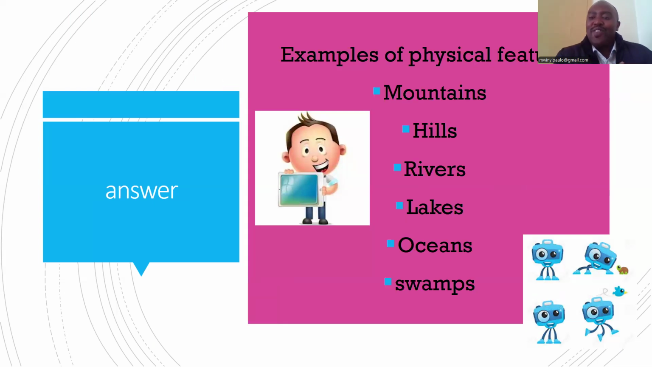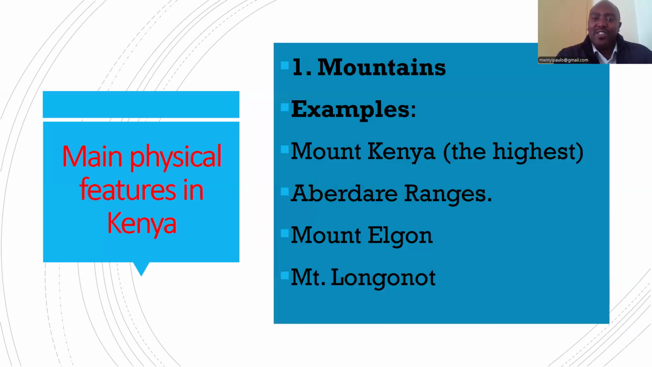Now, compare whatever you had said or written with what I'm presenting on your screen. These are examples of physical features. We have mountains, hills, rivers, lakes, oceans, swamps, and many other physical features. Which are the main physical features in Kenya?